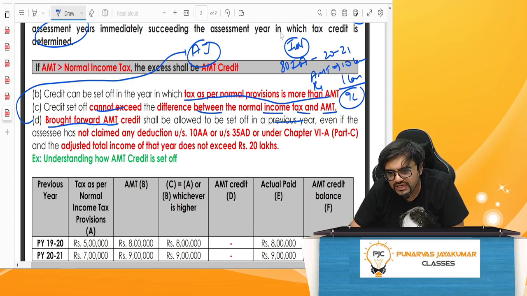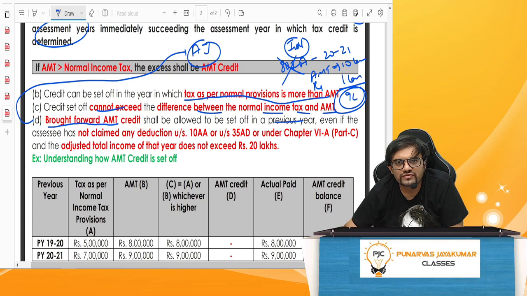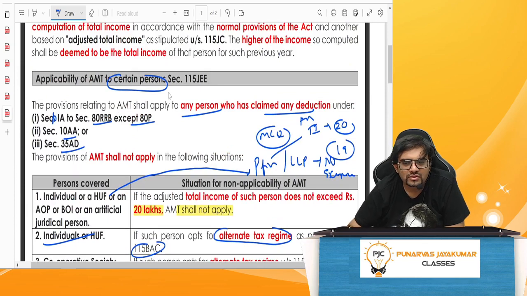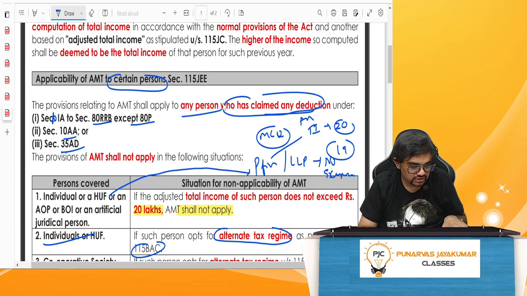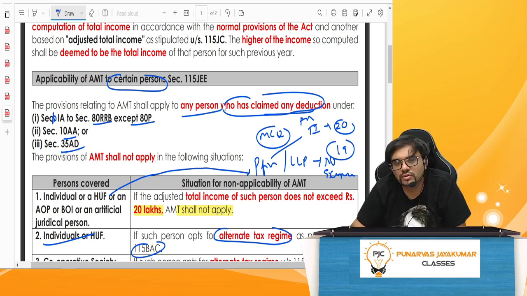Next year, what happens is 80-IA gets exhausted. Can I have this credit? Ideally, no, because the wordings of the section are such that AMT credit will not apply if you, what do you say? See, what is the applicability of AMT? Only if he has claimed any deduction. The next year, as I told you, have you claimed any deduction? No, it got exhausted. Have not claimed any deduction. What to do then? Problem. Correct? On the other hand, AMT does not apply if it is less than 20 lakh.